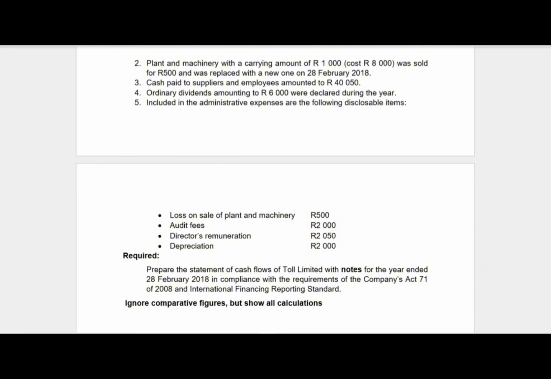And then the required part. Remember, I said you need to check what it is that you are required to prepare. As I said, we are going to prepare the cash flow. Here is the required part where they say: prepare the statement of cash flows of Toll Limited with notes for the year ended 28 February 2018 in compliance with the requirements of the Companies Act 71 of 2008 and International Financial Reporting Standards. Then they say ignore comparative figures but show all the calculations. All right, so let's see how we are going to prepare this cash flow.